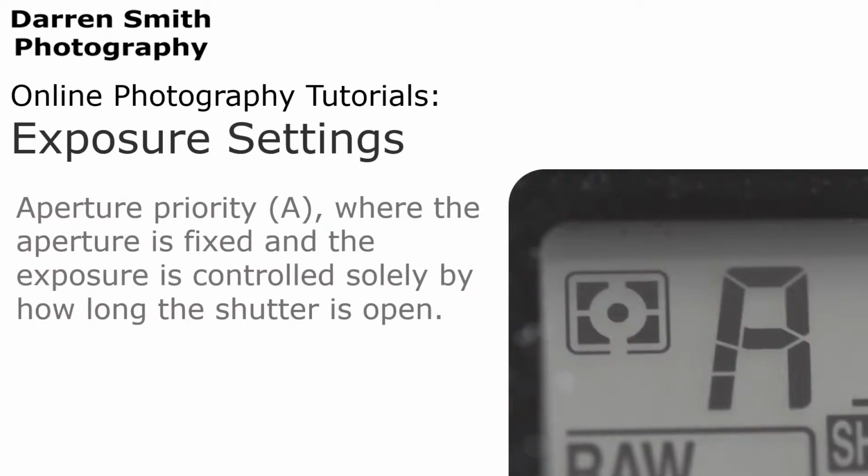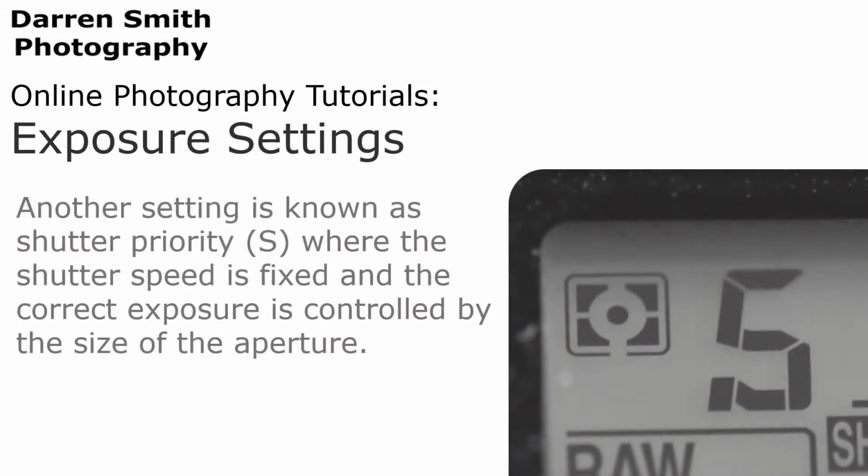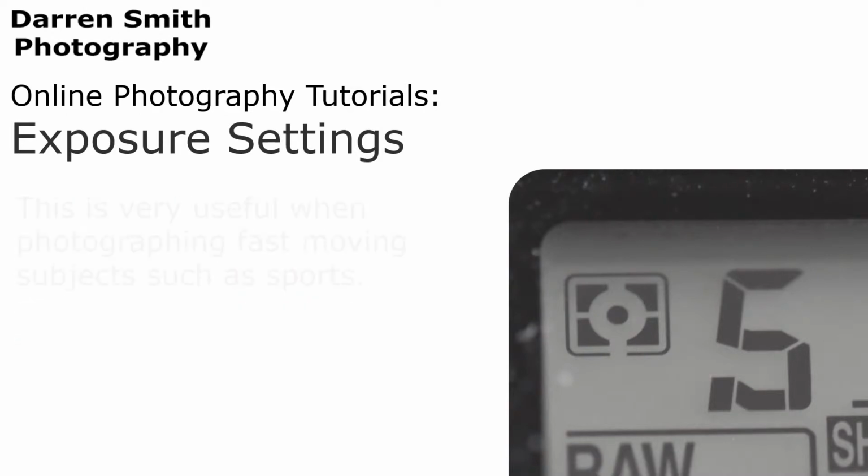There are a number of settings on your camera which aid you in making the correct exposure. These are: Aperture Priority is where the aperture is fixed by the camera and the exposure is controlled solely by how long the shutter is open. This is very useful when you want to control the depth of field. Another setting is known as Shutter Priority, where the shutter speed is then fixed by the camera and the correct exposure is controlled by the size of the aperture of the lens. This is also very useful when photographing fast-moving objects such as sports.